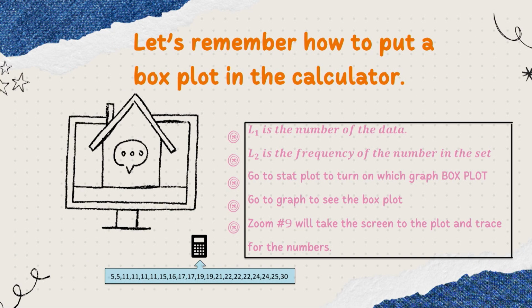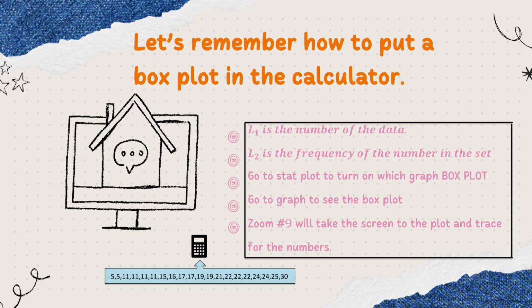Good job. Let's remember how to put a box plot in our calculator. Remember, we're putting our list 1 as our data numbers. Our list 2 is the frequency that we see these numbers. We go to our stat plot and turn it on, graph, and then we can go to zoom 9 and see what exactly the numbers are.